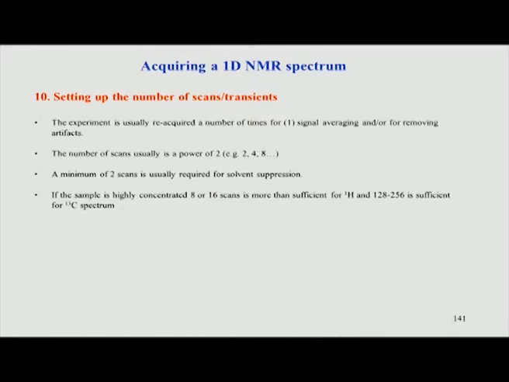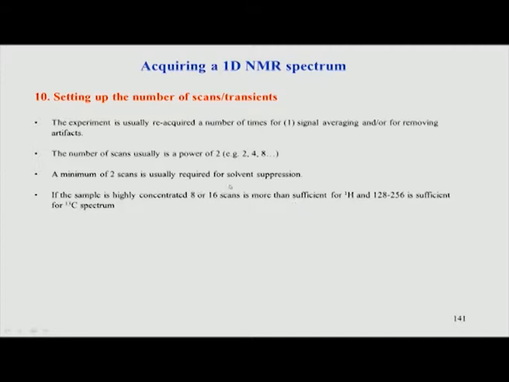Because of that, the signal to noise overall increases by square root of the number of scans. So, if you use 16 scans, compared to 1 scan, the signal to noise will go up by a factor of square root of 16, which is 4. So, depending on the signal to noise, one has to give a large number of scans.